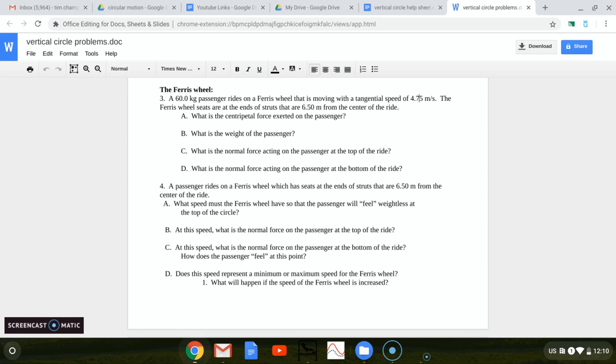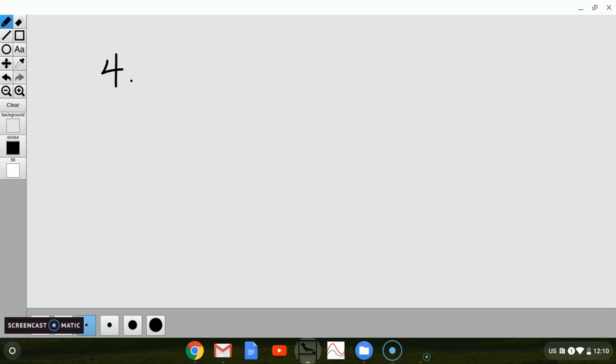All right, let's go on down and let's start number 4. Okay, so let's go look at the problem first. A passenger rides on a Ferris wheel, in which the seats are 6.5 meters from the center of the ride. A, what speed must the Ferris wheel have so the passenger will feel weightless at the top of the circle? All right, so let's go look at this. This is fun. No mass, doesn't matter.